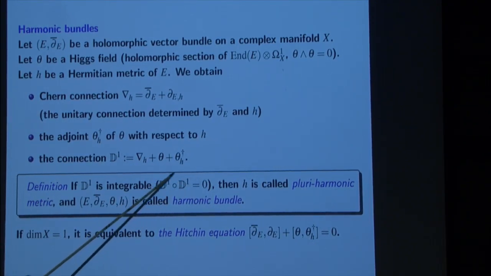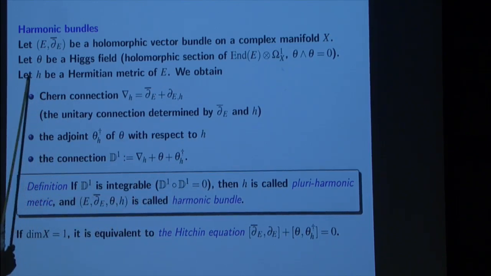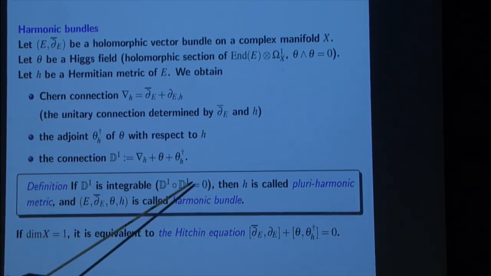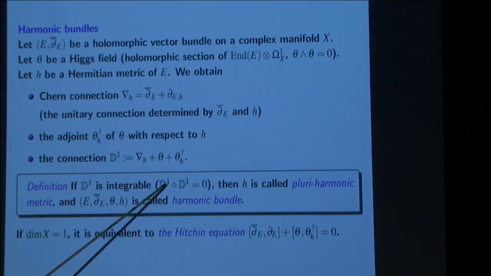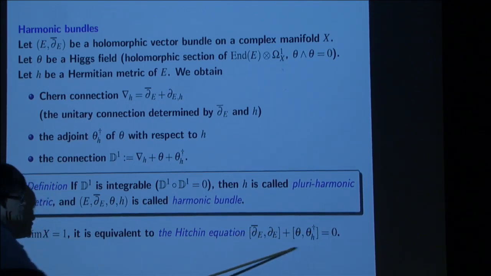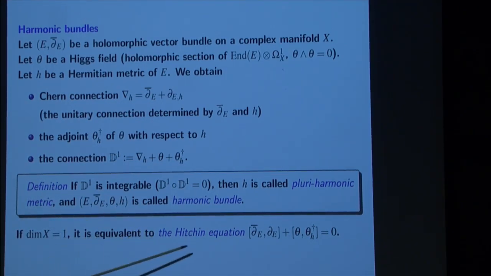The equation is the equation for this metric. This gives the condition for the metric, and if this is satisfied, the metric is called a pure harmonic metric. This vanishing is the vanishing of a two-form. So we have the decomposition into the 2-0 part, 1-1 part and 0-2 part. The 1-1 part is this condition. And if the base space is one-dimensional, we always have the vanishing of the 2-0 form and 0-2 form. So in that case, this condition is equivalent to this one.